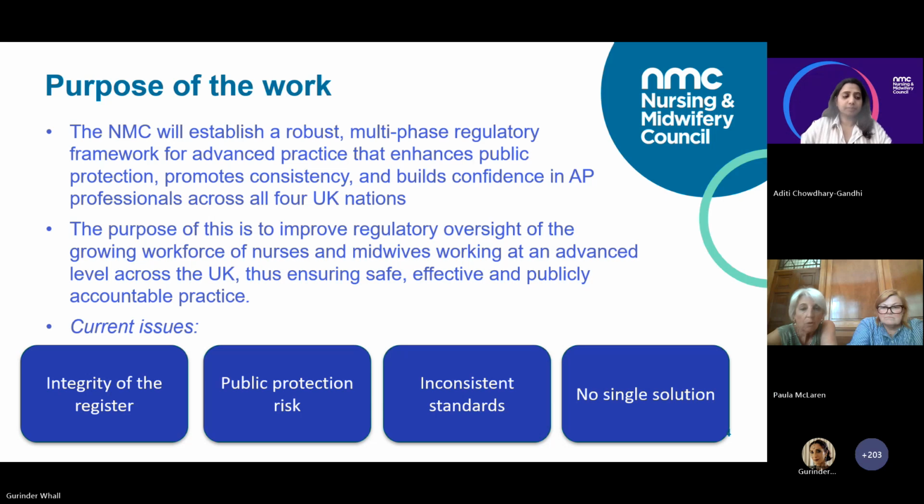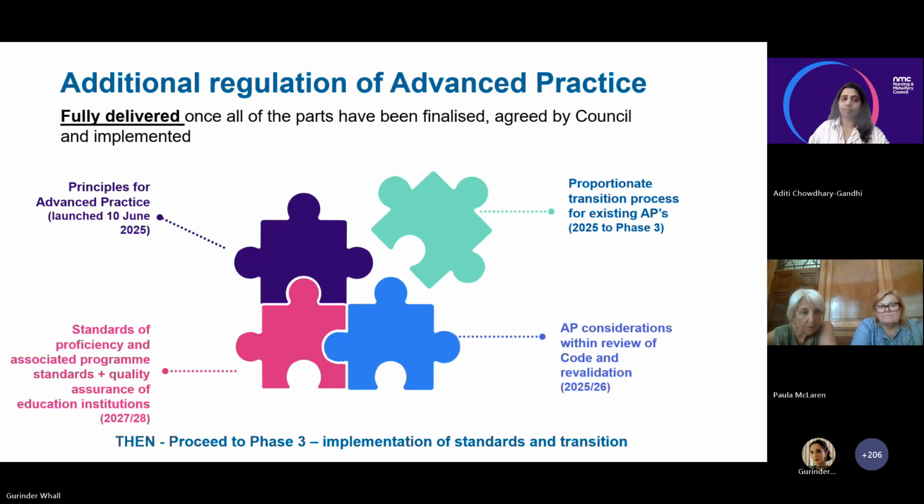We've then got protection risk. An independent research by the Nuffield Trust completed with an internal analysis in 23-24 found latent risks to public safety because of the absence of standardised regulation for AP roles, and there was no single solution. So the Council recognised in March 2024 that multiple regulatory tools are needed to address these risks. A multi-pronged strategy is really essential to what we do.